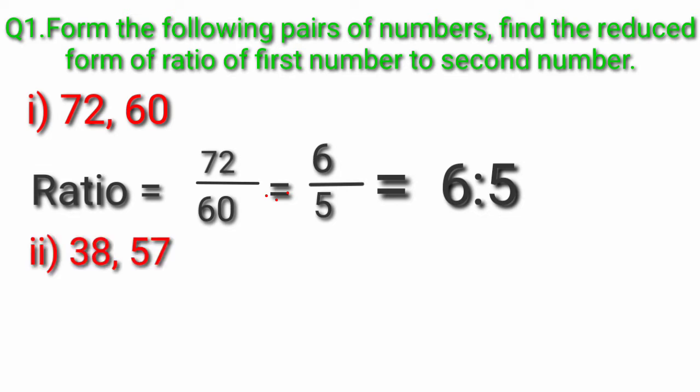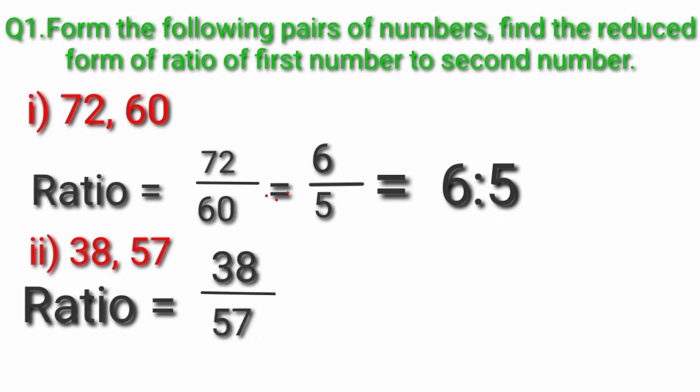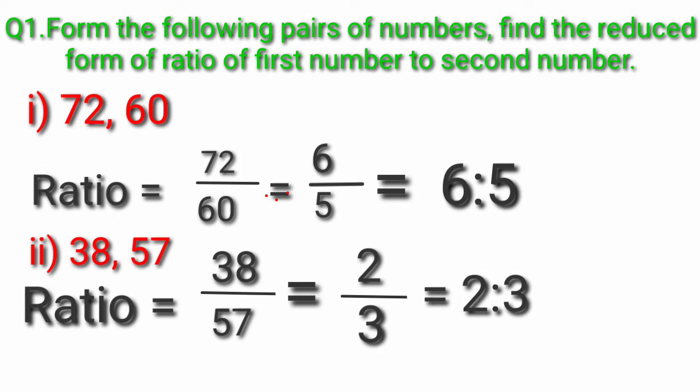Now second, 38 and 57. We have to write the ratio form of this. So its ratio is equal to 38 upon 57. So both these numbers can be divided by 19. 19 2s are 38 and 19 3s are 57, so it is equal to 2 by 3. So it's equal to 2 is to 3.